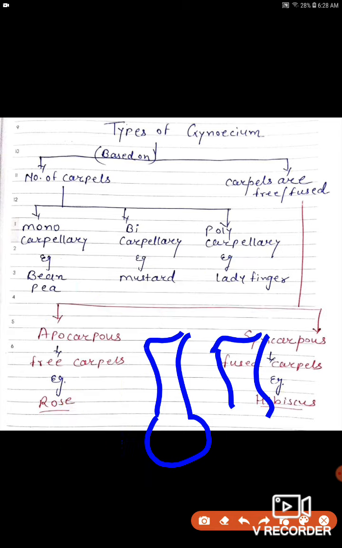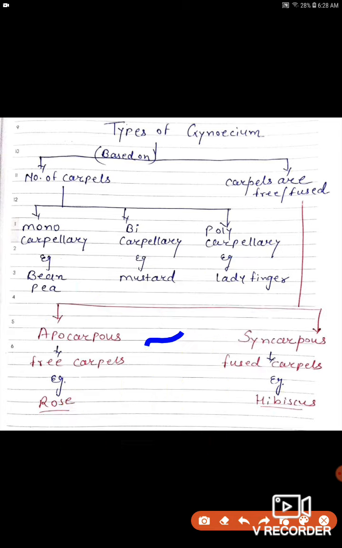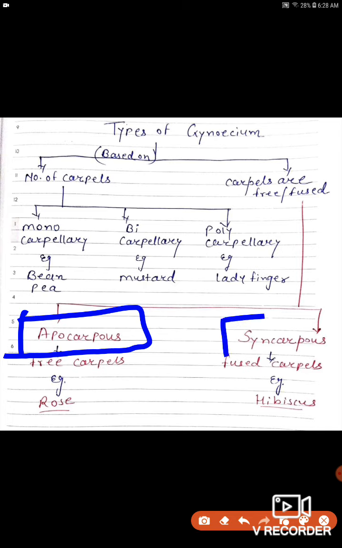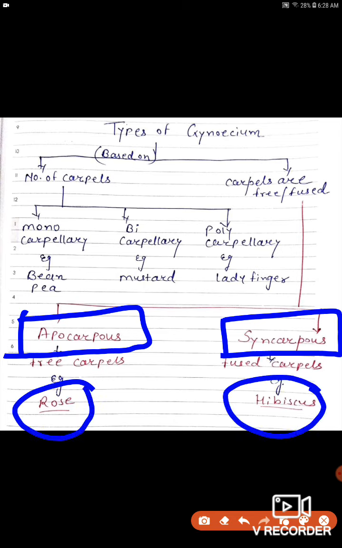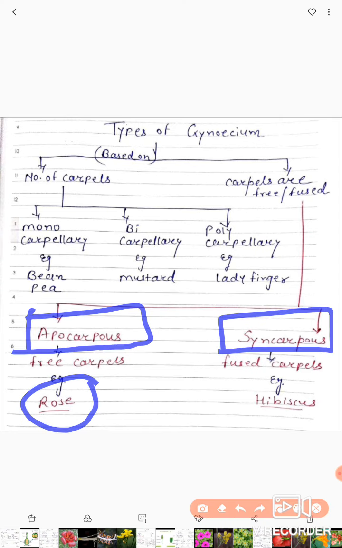Now the second kind of classification is on the basis of whether the carpels are free or united. If the carpels are free, then it is called apocarpous. And if the carpels are fused to each other, then it is called syncarpous. The example of apocarpous is rose and the example of syncarpous is hibiscus.